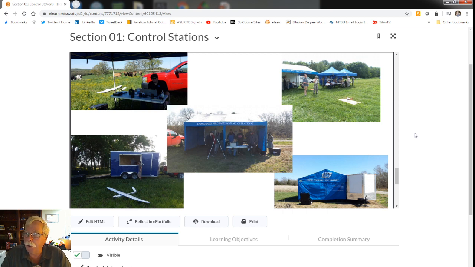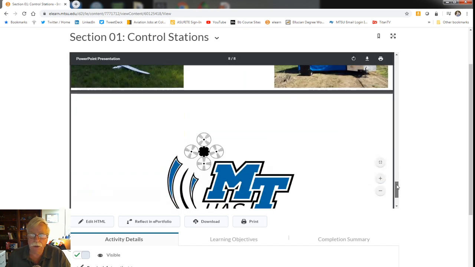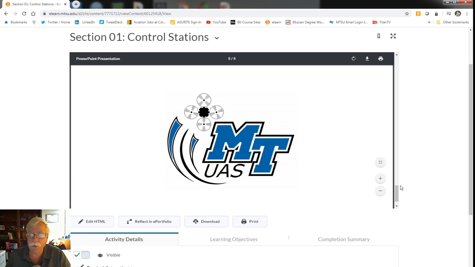Later on in the program, you'll get a chance to use these. Depending on where we're going to operate and the length of time that we're going to operate, we have a variety of different equipment that we can use. I know it's kind of short, but there's really not too much to talk about with ground control stations.